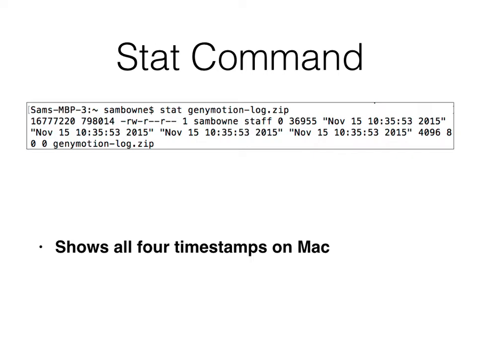You can see this stuff with the stat command. If you do stat of a file, you'll then see 4 timestamps. And I guess you'd have to run man stat to find out which one is which, but that's how you can see all 4 of those timestamps for each file.